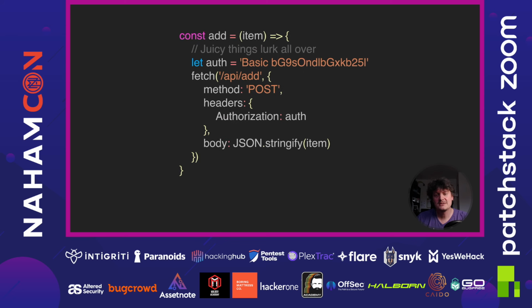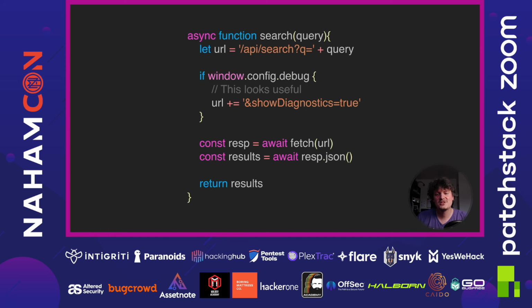Now, you can sometimes find some pretty juicy stuff buried deep in JavaScript, like secrets and API keys, or in this case, an HTTP basic authorization header that might let you have access to something interesting. But you can also find things that are much less juicy, but still very useful, like maybe parameters you might not otherwise know about, like this show diagnostics parameter that's buried in a conditional.